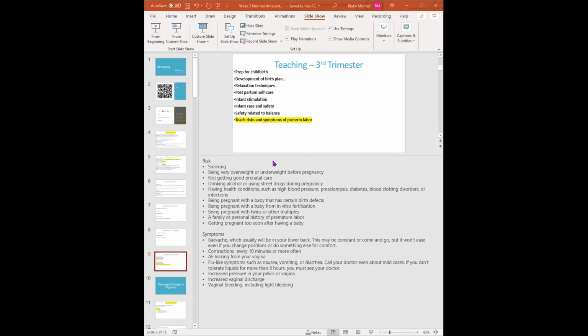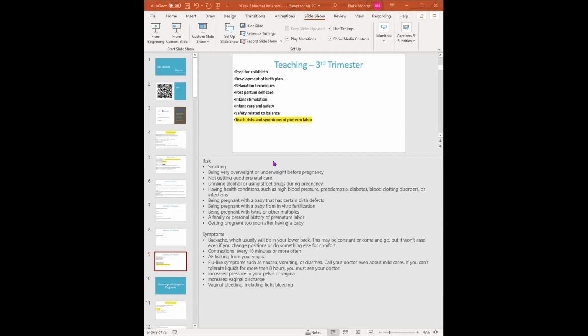Obviously, you don't want to be smoking because that can affect our placenta. Being overweight or underweight during pregnancy can really affect our placenta as well. Some people in this day and age still don't get good prenatal care, so it's a lot of teaching about how important that is. We're going to be teaching as well what things can occur if you're drinking alcohol or using street drugs, and Professor Hur will go over that.